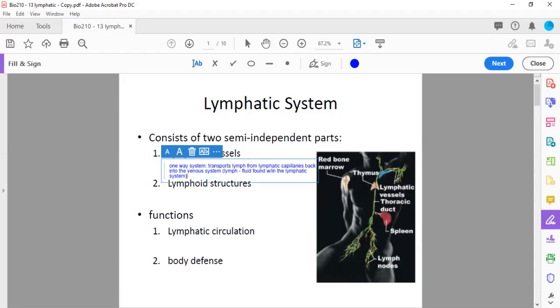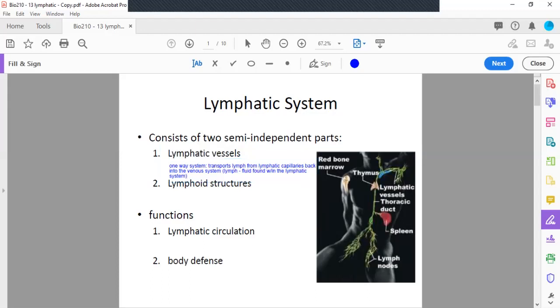Lymph is a fluid, and blood is also a fluid, but blood is found in the blood vessels, and lymph is found in the lymphatic structures, which include the lymphatic vessels. We'll come back to this in a moment. Let's go on to the lymphoid structures.